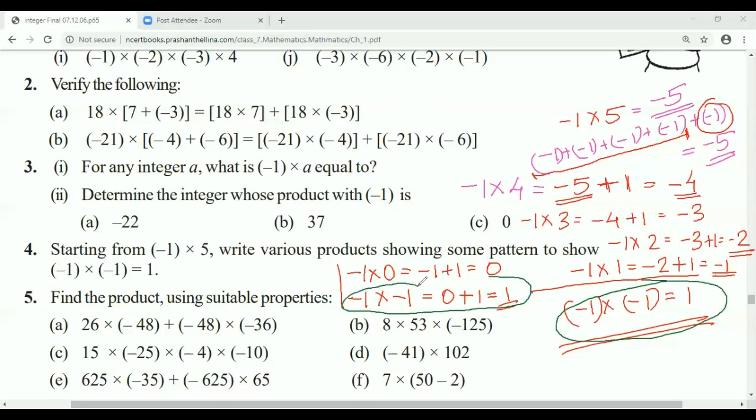That's why negative 1 into negative 1 is positive 1. So we have arrived at it by following this pattern, starting from negative 1 into positive 5 equal to negative 5, and each time adding positive 1 to the previous answer. Following the same pattern, you can show that multiplying negative 1 with negative 1 gives positive 1.